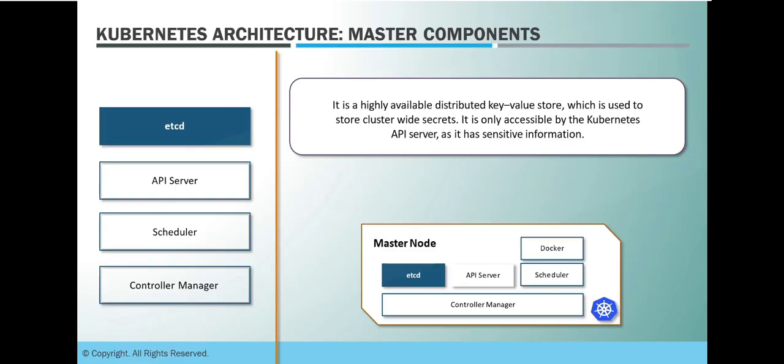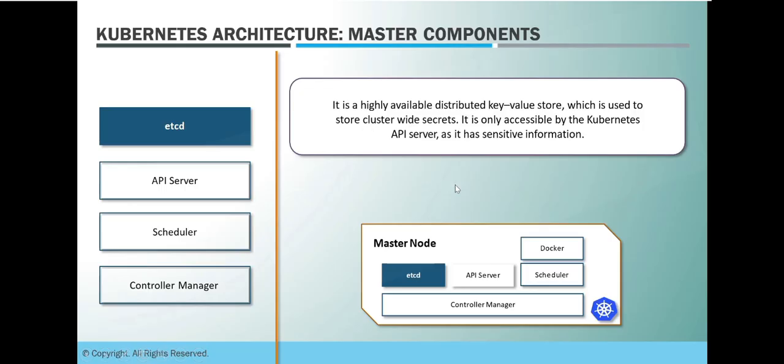If you need to recreate or manage your deployments or your cluster configuration, then it needs to be available all the time. This is where all the information of your configuration is stored, and it is only accessible by the Kubernetes API server, and it has sensitive information. You cannot access etcd directly. It is designed in such a manner.